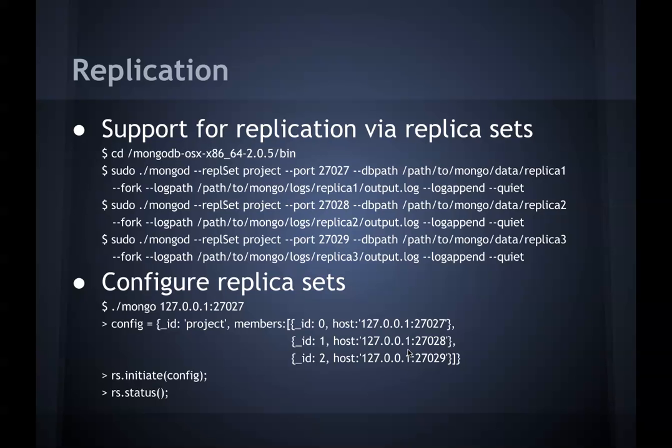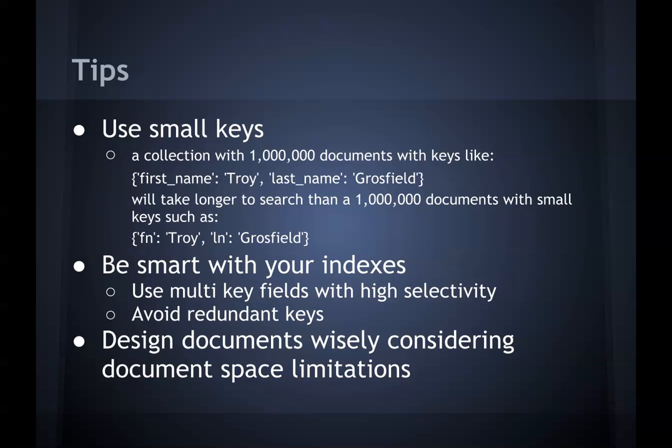Tips: use small keys. So in this example, let's say I had 1,000,000 documents and I had the keys of first name and last name. Well, those actually are quite a bit of characters when you multiply that by 1,000,000 each. It's going to take much longer to search for those than if you just had simple keys like FN or LN and then have some kind of mapping that maps it to the front end that makes it more readable.